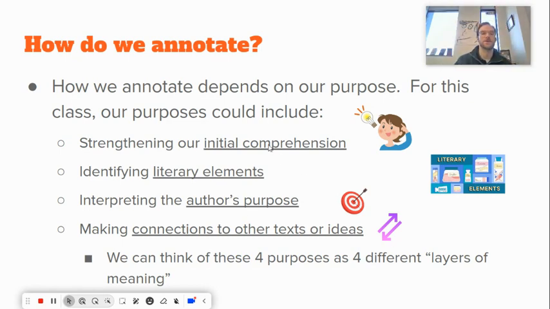So step one is like the initial comprehension. Do we understand? And then once we kind of understand it, we can look for literary elements. We can try to divine the author's purpose behind their choice of certain strategies or elements, and we can make connections to other texts or ideas. So that's how we annotate. That's what we annotate for.